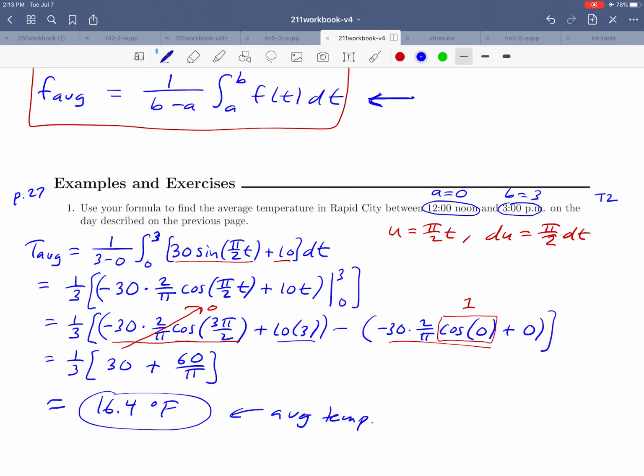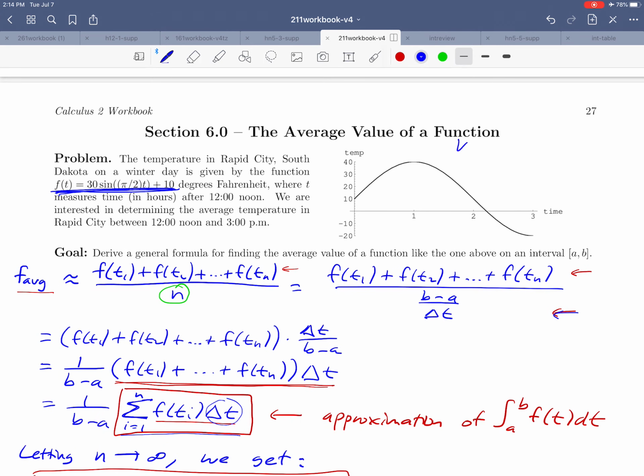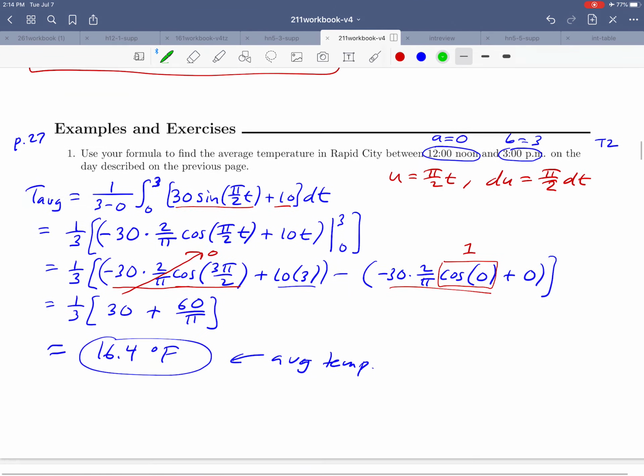Okay, so we're done with the problem, but I would like to sneak a peek back at the graph of our temperature function, just to see if we think that this answer is reasonable. So here's our temperature function again, and 16.4, that's maybe about here. What do you think? Does that look like a reasonable average temperature for this 3-hour period? I would say that it at least looks reasonable because our function is positive for a lot of the 3 hours. So it kind of makes sense that our average temperature should be greater than 0 degrees Fahrenheit. That's just a little visual confirmation of our answer.